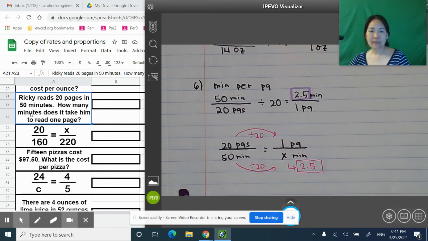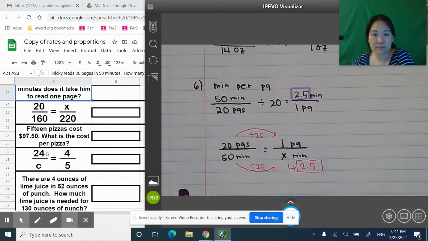Okay. All right. Now, I'm not going to do number 7. 15 pizzas cost $97.50. What is the cost per pizza? Money goes on top. 15 pizzas goes on the bottom. And you find out how much per pizza by dividing by 15.